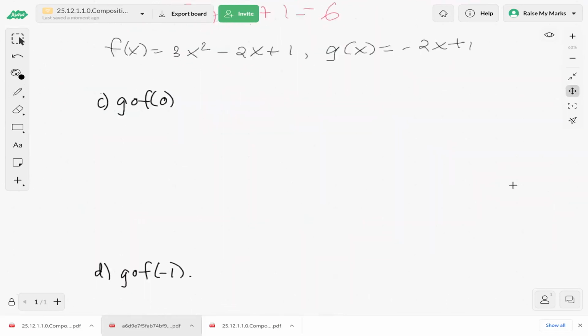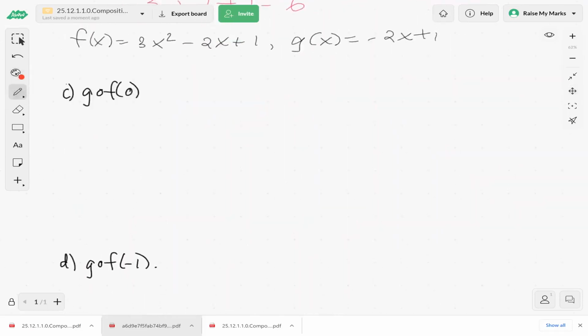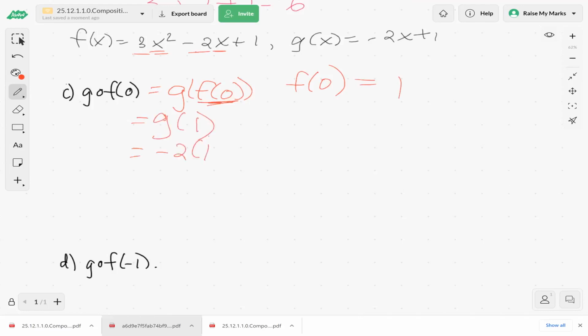All right, let's scroll all the way up. Now we want to look at g composed with f evaluated at 0. I think we're going to do it this way. We're going to look at f evaluated at 0 first. So f evaluated at 0, what do we get? We plug 0 in for x, so we get 0 minus 0 plus 1. That's just plus 1. So we're going to plug that in here. We get g evaluated at 1. If we plug 1 in, we get negative 2 times 1 plus 1. We get negative 2 plus 1, and that's just negative 1.